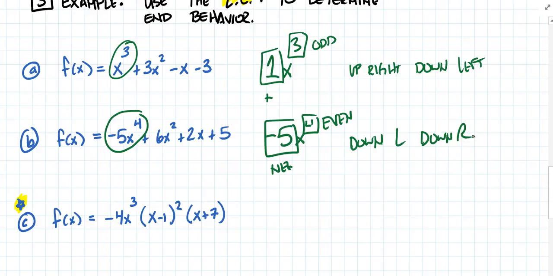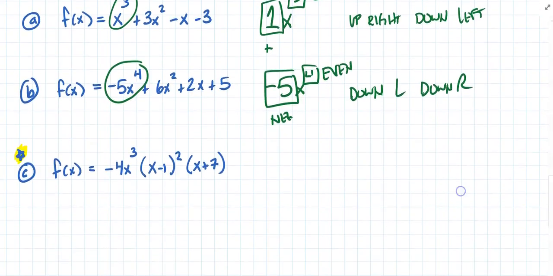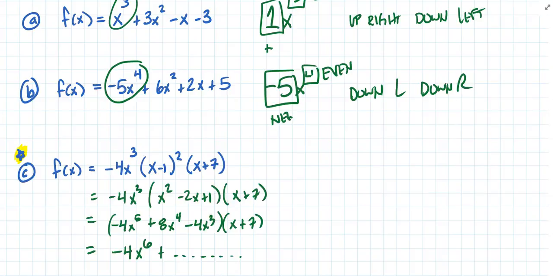Okay, now part C, you'll notice there's a star next to this. What you have to do first in order to get part C right is multiply this whole thing through. So I'm going to pause and multiply this out for you. Okay, so I multiplied this part out, then multiplied these two together, and finally multiplied these two together. But I only really needed the leading coefficient. So once I figured that out, I could stop because that's all I care about.